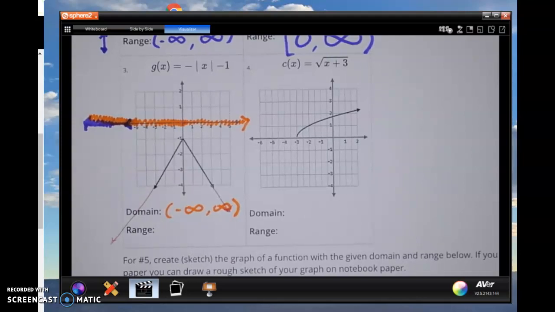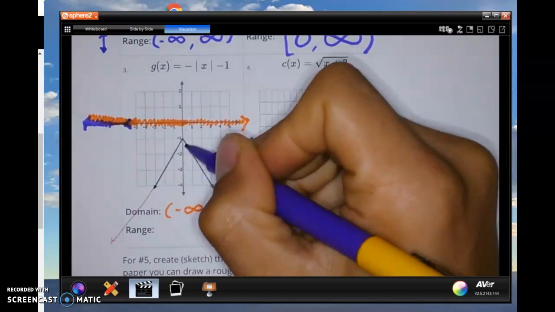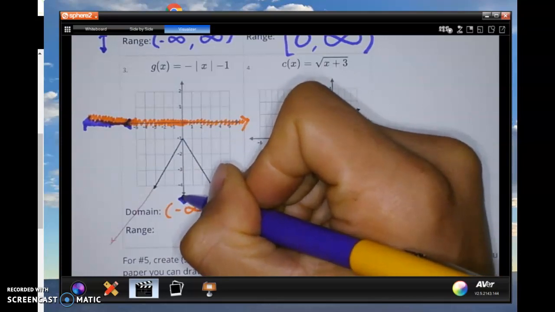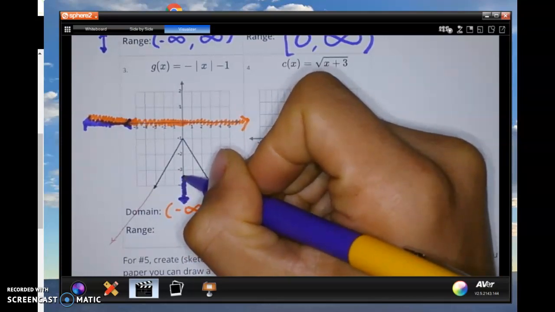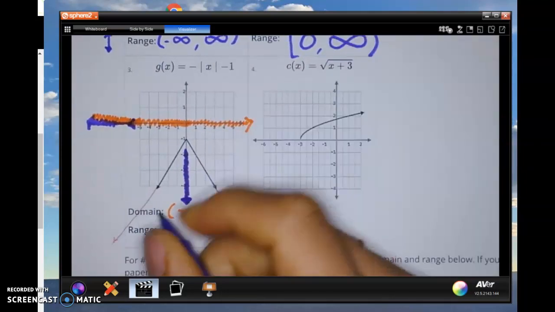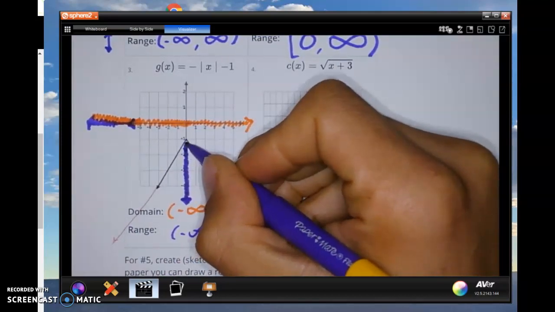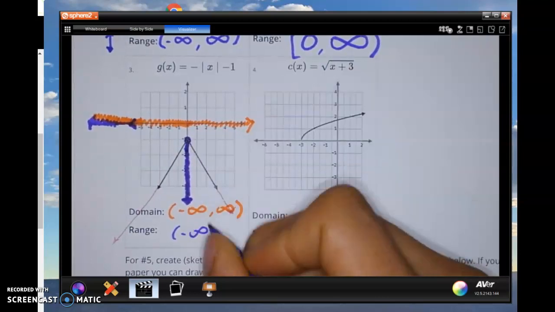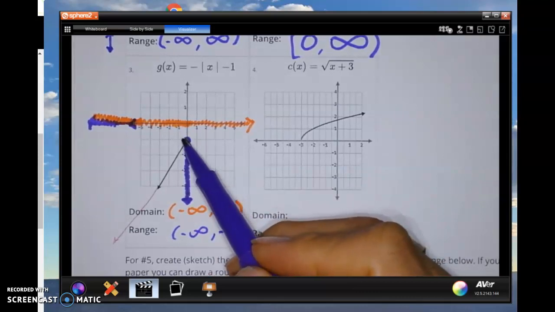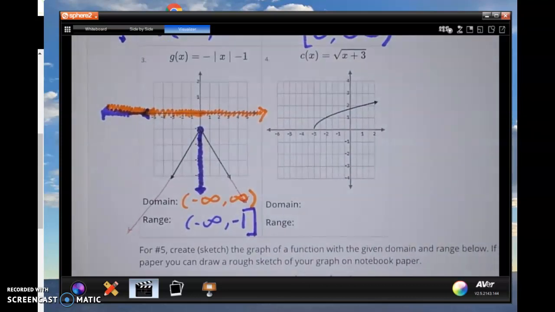For our range, notice the arrows go downward. So I know that my graph will keep going downward. And I see that I have my graph here. And we go from negative infinity all the way up to -1. And remember, if you do not see a dot, we assume that it is a full circle, and we will contain that value.